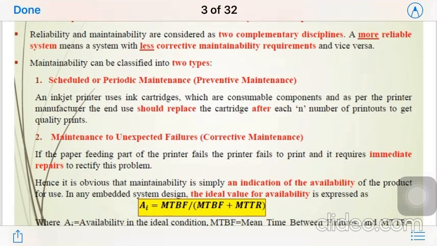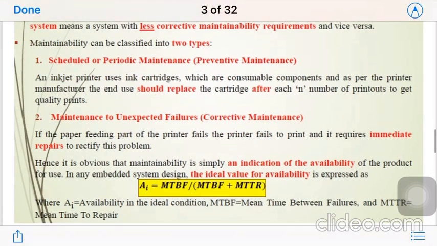Okay. And the maintenance for unexpected failures is corrective maintenance. Sometimes if it finds some failures, like the paper feeding part of that particular printer has some problems, that is nothing but an unexpected failure that happened, and it requires some corrective measures. Hence it is obvious that maintainability is simply an indication of the availability of the product for use. Okay, so whether the product is available for use or not.